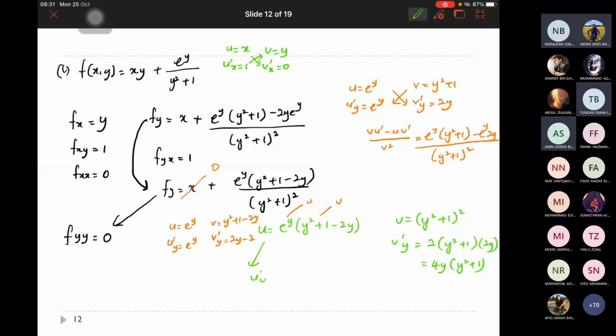u prime y. Take the cross multiplication, you are going to have exponential y, 2y minus 2 plus exponential y, y squared plus 1 minus 2y. Okay. Then ambil v u prime tolak u v prime over v kuasa 2. Cuba buat. Dapat jawapan apa? Panjang ni tapi jawapan akhir dia.